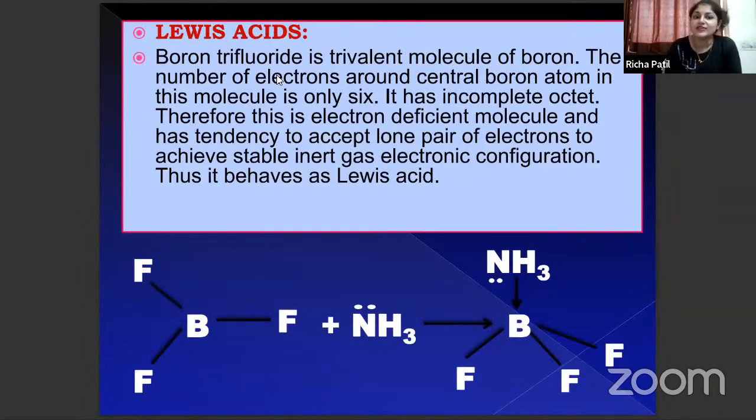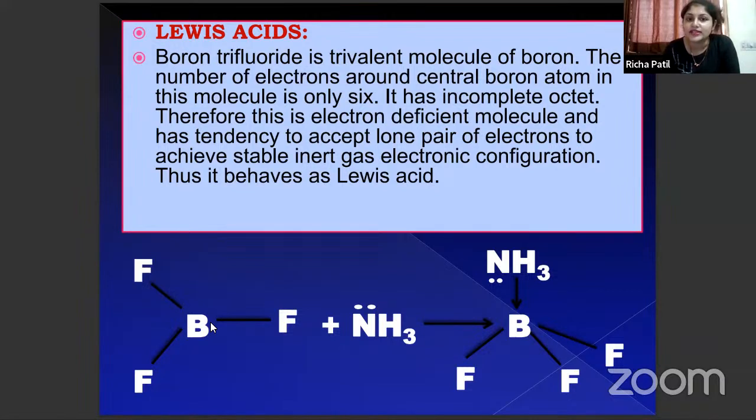So what do you mean by Lewis acids? Boron trifluoride is a trivalent molecule, because boron is attached to 3 fluorine atoms. The number of electrons around the central boron atom is only 6. To complete its octet, it requires 8 electrons, so it has an incomplete octet.